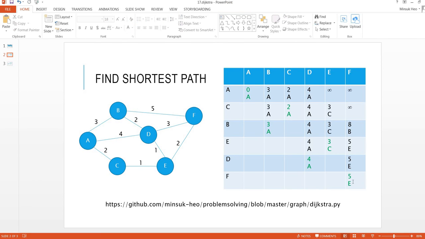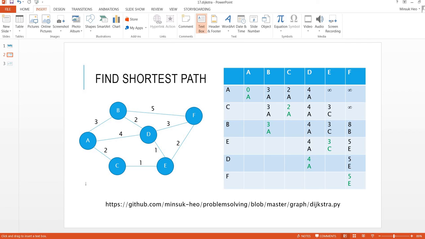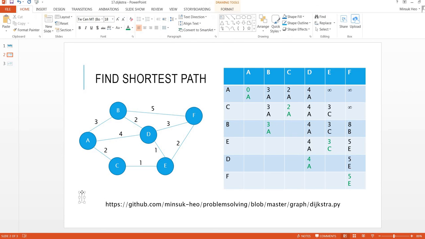We can backtrace from these values. So let me insert one text here. So, A to F, we can put F first, and the F came from E, and the E came from C, and the C came from A. Okay, this is a stack, so we are going to pop out. Then A, C, E, F. A, C, E, F is the shortest path from A to F.